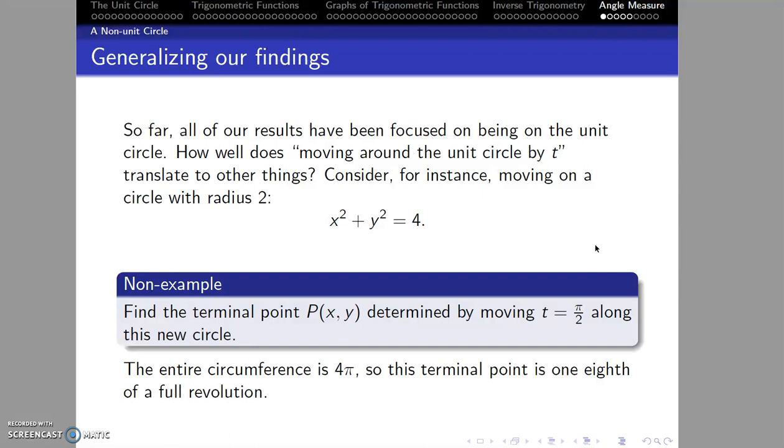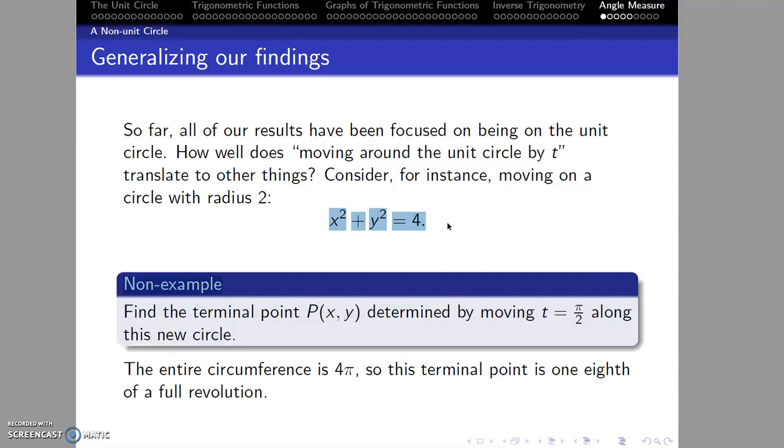But just to get us going here, suppose that my universe consisted not of the unit circle, not of the circle of radius 1, but rather of a circle of radius 2. Can I redo trigonometry for that? Or can I generalize what I found on the unit circle to this new circle? And the answer is going to be yes, yes I can. So, starting off though, suppose I moved on this new circle, circle radius 2, by pi over 2.